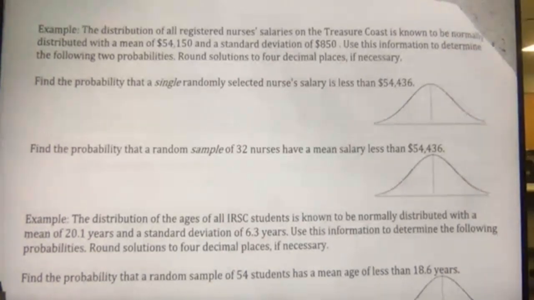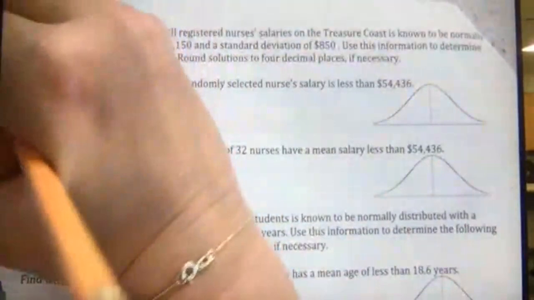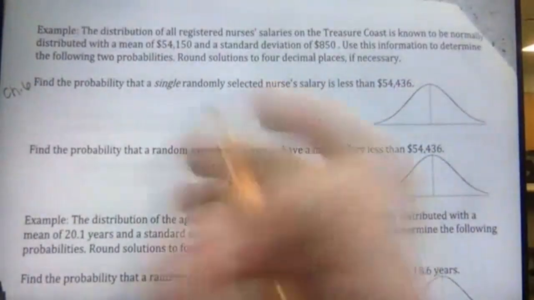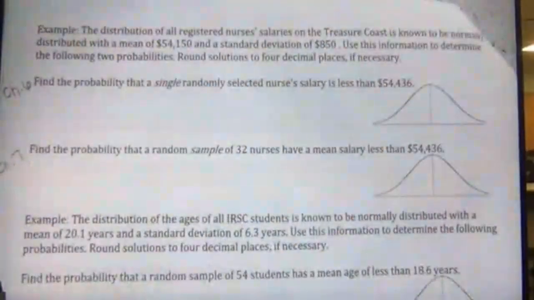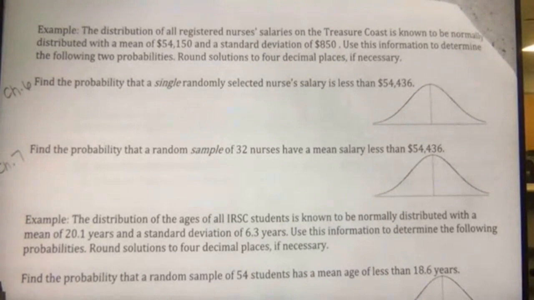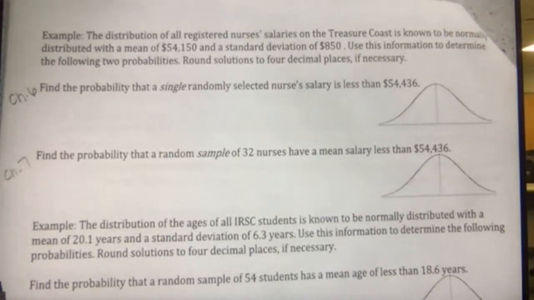$54,436. So I chose this problem because you can really see it's the same problem side by side. Because we're looking at just a single selected nurse, this is chapter 6. But then we're looking at a sample, which is chapter 7. So chapter 6, just like we did last class, versus what's new this time, chapter 7. So let's write down first what they give us, like always. So they tell us that it's normally distributed, so we can use the central limit theorem.